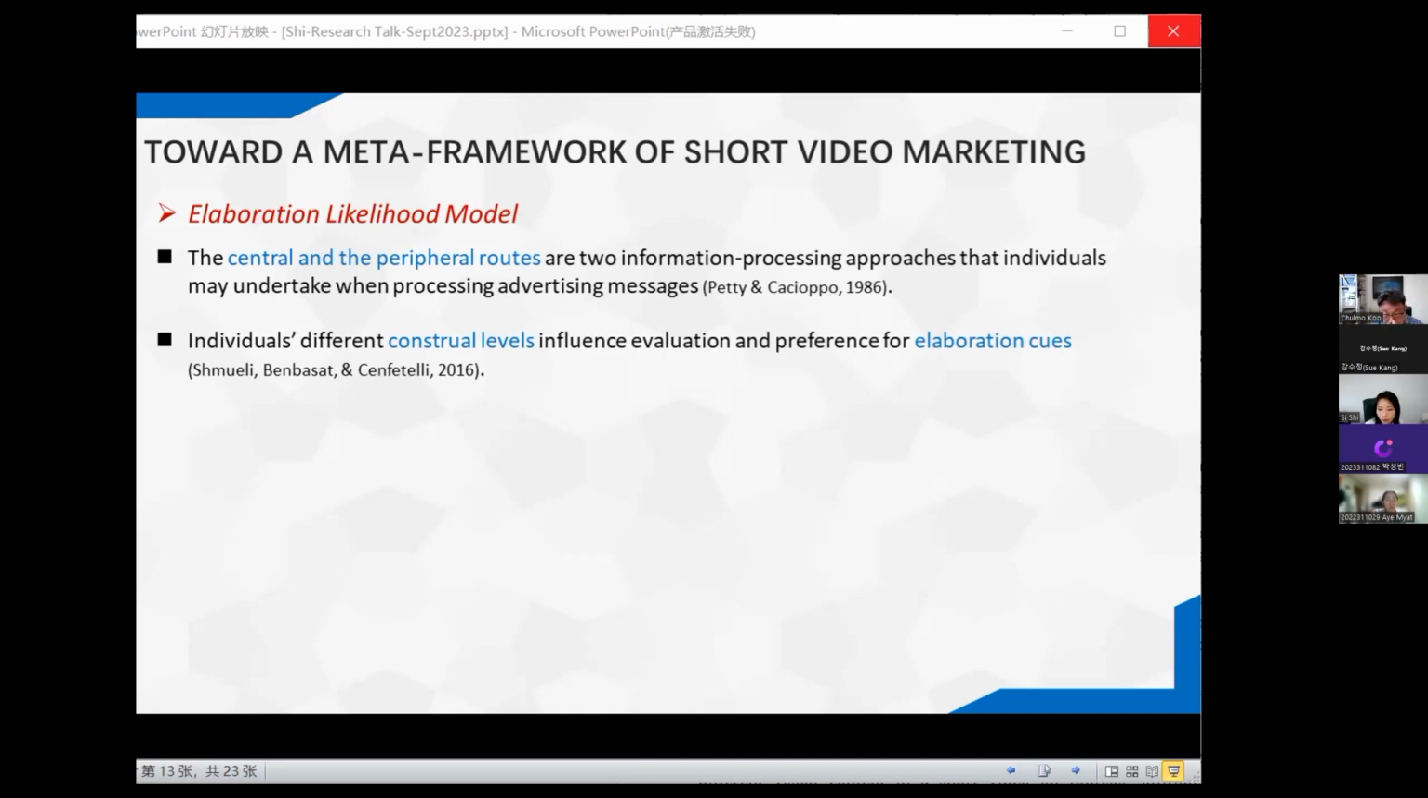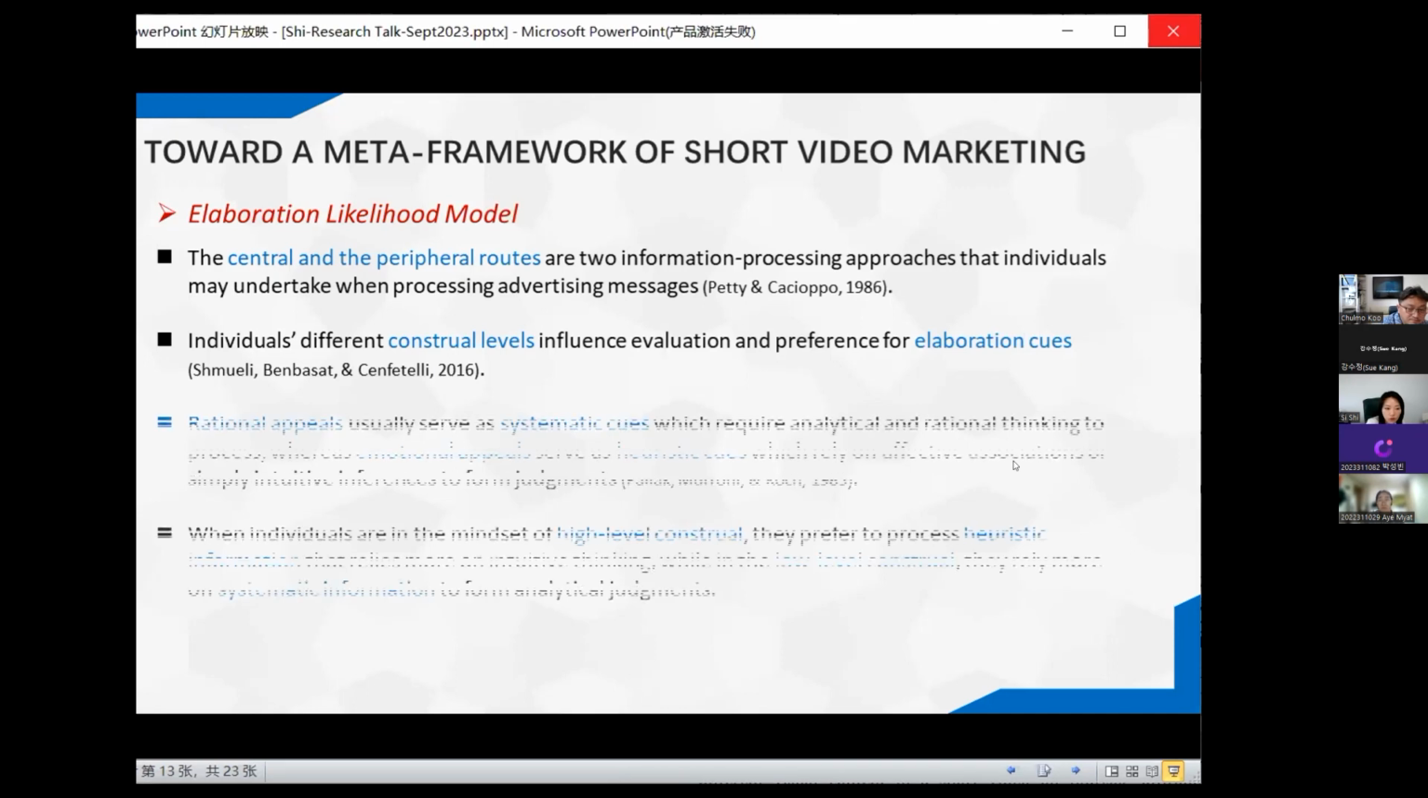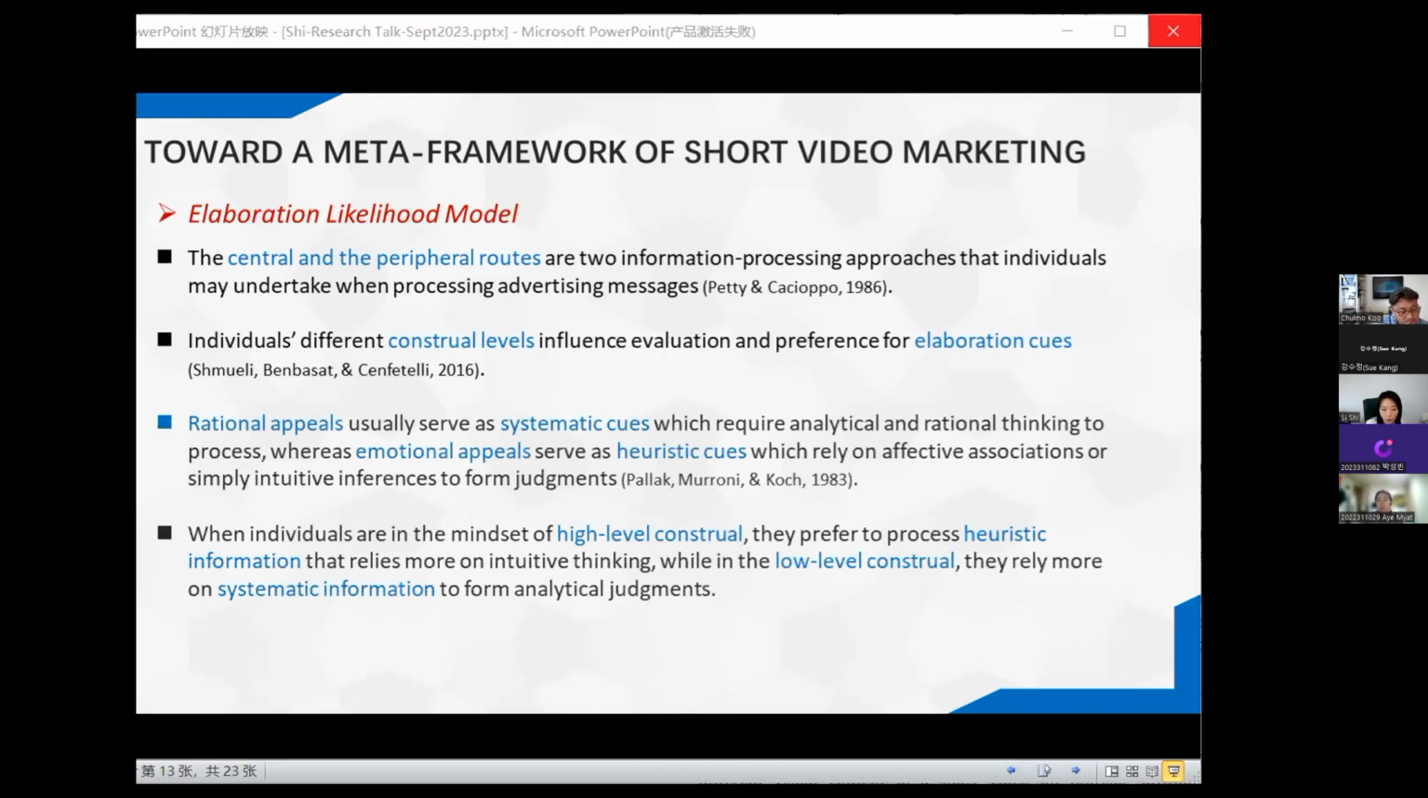And for the peripheral route, they usually rely on the heuristic cues, relying more on intuitive thinking and emotional reactions. And according to the construal level theory, as we just mentioned above, people's different construal levels will also influence their preference for elaboration cues. Okay, so here we introduce two types of elaboration cues in the short videos. They are the rational appeal of the narration message and the emotional appeal of the narration message.